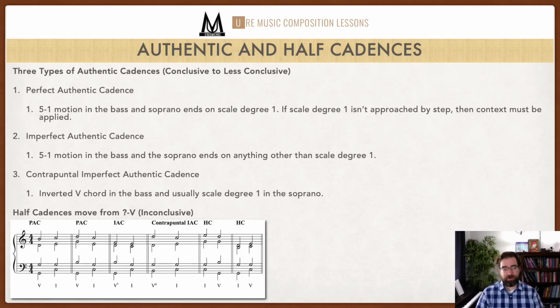So the first thing you need to know is the difference between an authentic and a half cadence. There's basically three types of authentic cadences, and they're listed in order on this page from the most conclusive to the least conclusive. So your first one would be the perfect authentic cadence. We've talked about this a little bit, but this is where you have a 5-1 chord, where you have 5-1 motion in the bass, and that's referring to the scale degrees, so scale degree 5 in the bass, moving to scale degree 1. As you can see right here in this image, you've got the 5th scale degree of C, which is G, and it just resolves to 1 in the bass.